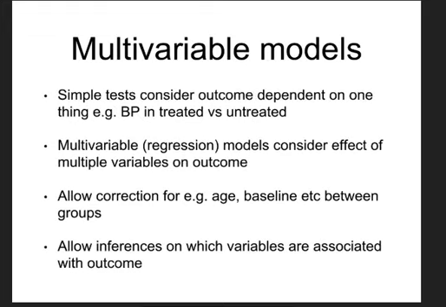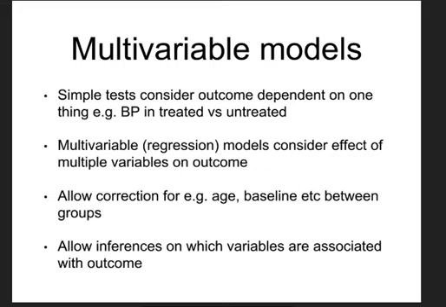Right, multivariable models. Simple tests tend to just look at one thing against another. So it might be: was blood pressure in the treated group different to blood pressure in the untreated group? Is there a difference in mean blood pressures between these two groups? Okay. Multivariable models, which are a form of stats test, and quite often these are regression models, allow you to consider multiple influences. So as well as considering treatment group, yes or no, on the outcome blood pressure, you can also factor in age and gender and baseline and things.